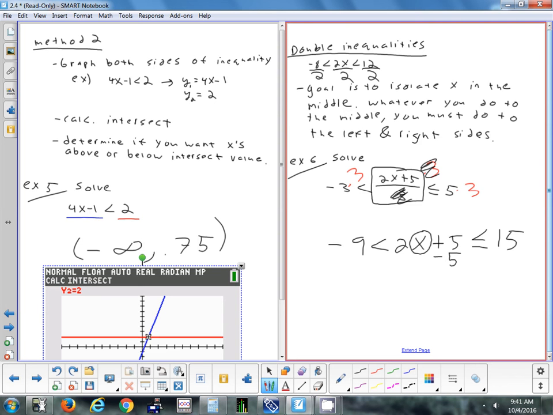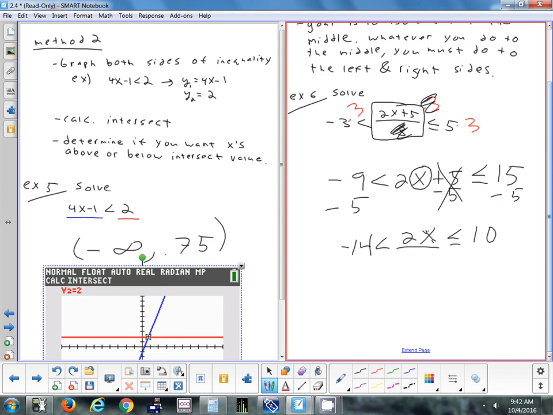And where else? The negative 9, yep. Anywhere else? And 15. And the 15, good. Okay, we've got to do it in all 3 spots. Okay, so Ethan, negative 9 take away 5 leaves me with, yep, negative 14. And John, 15 take away 5? 10. 10. And my last step, divide everything by 2.